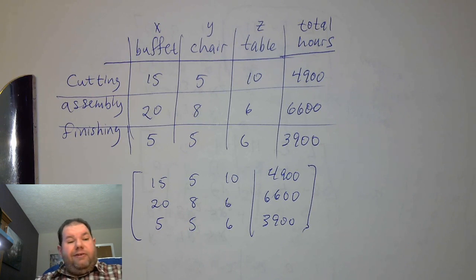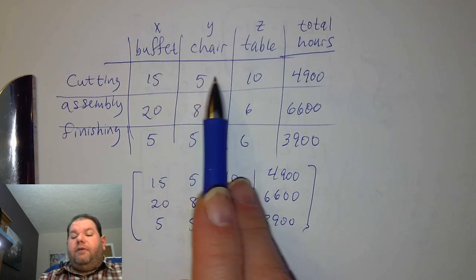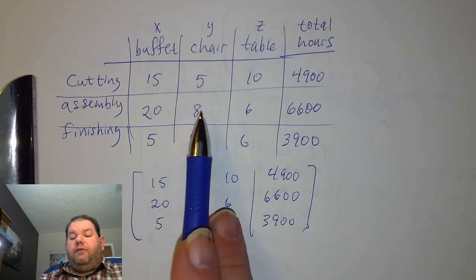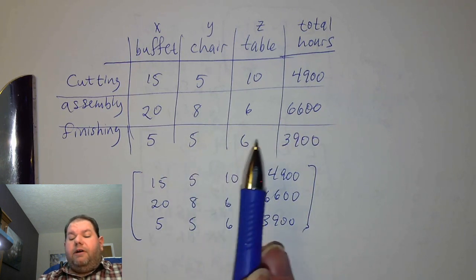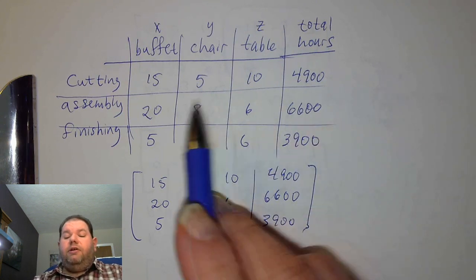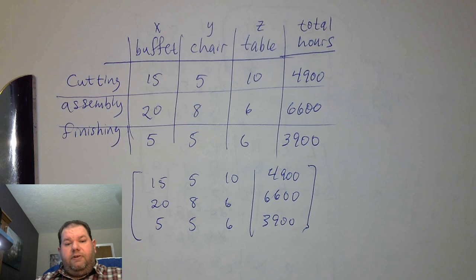So that's the direct translation of that into a matrix, because the idea is that we have 15x plus 5y plus 10z equals 4,900. 20x plus 8y plus 6z equals 6,600. And 5x plus 5y plus 6z equals 3,900. Basically, we have three different equations, one for cutting, one for assembly, and one for finishing, and we have a total amount of hours possible for each. So the variable is the number of each type of furniture that we're making. Does that make sense how we set up the matrix here initially?